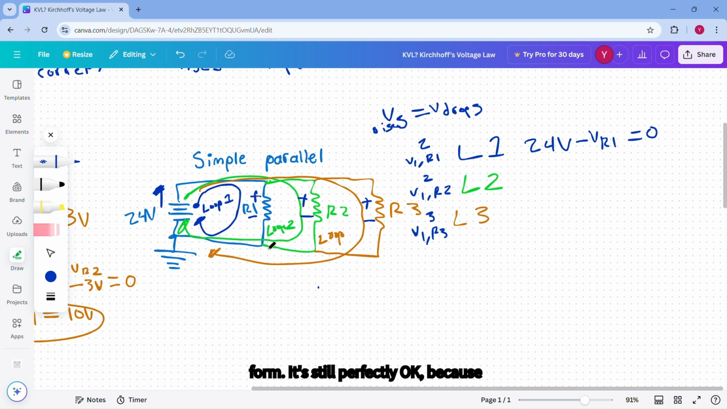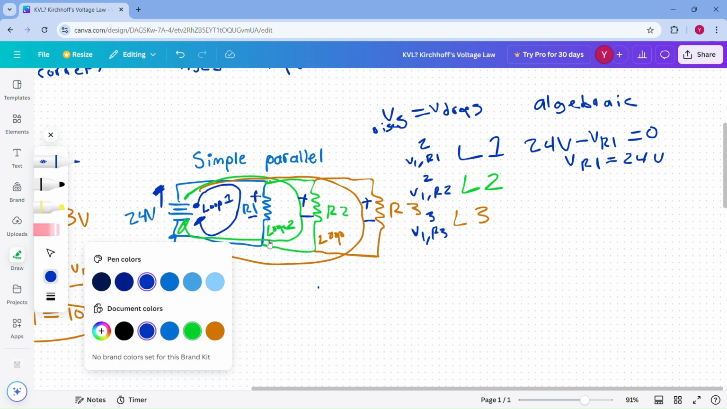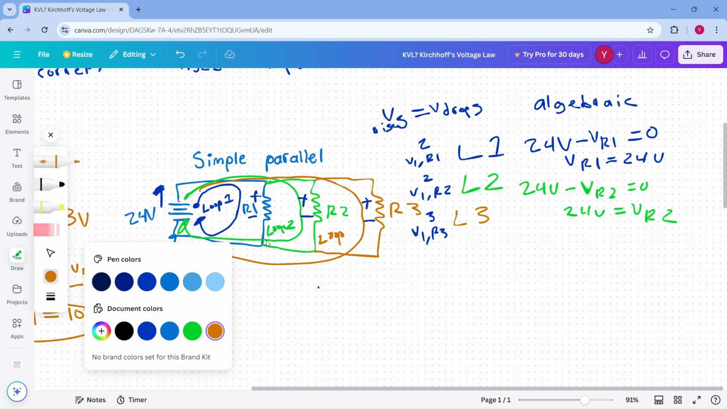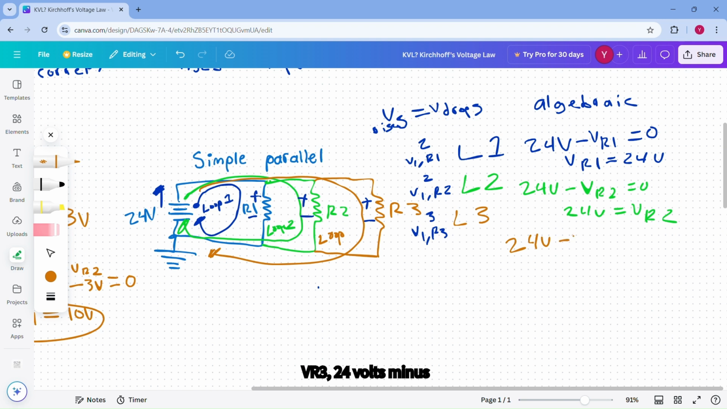And this is perfectly fine for writing my equation in this form. It's still perfectly okay, because remember, we're talking about the algebraic sum. So those polarities matter, those directions matter. Okay? So in this case, I have my one unknown that I was talking about from earlier, and KVL is very useful here. VR1 will equal 24 volts. And this same equation can be used for VR2, and that same equation can be used for VR3. 24 volts minus VR3 equals 0. VR3 equals 24 volts. Okay?